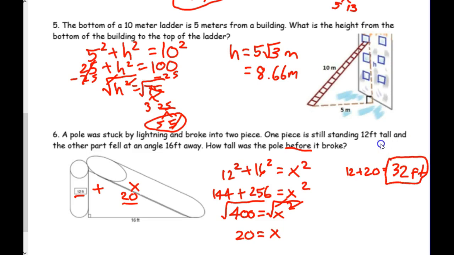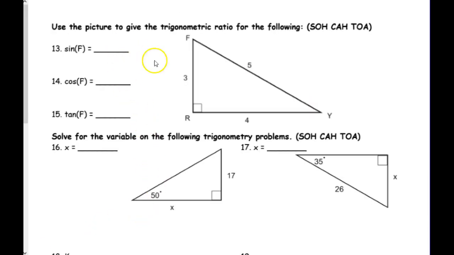32 feet. Cool. Part plus part equals whole. Next. Alright, so we're going to be doing trigonometry. So you remember Sohcahtoa. Typically I write it like this, as long as you understand what it is. Sohcahtoa.